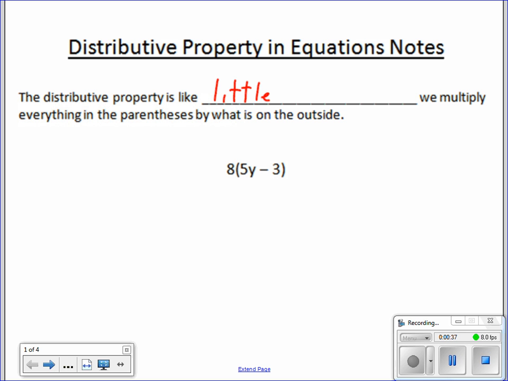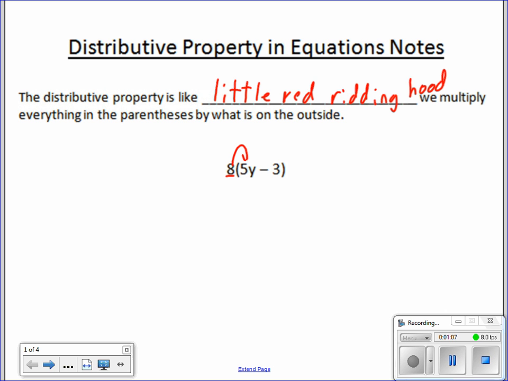So the distributive property is like we're thinking of Little Red Riding Hood, right? We talked about the story about how she distributes her goodies to grandma and then to grandpa, right? So when we have a problem like this down here, Little Red Riding Hood out here, 8 times the parentheses, we have 8 of everything in the parentheses.